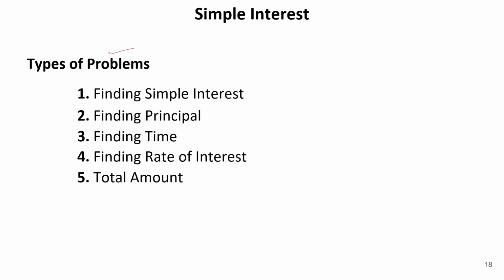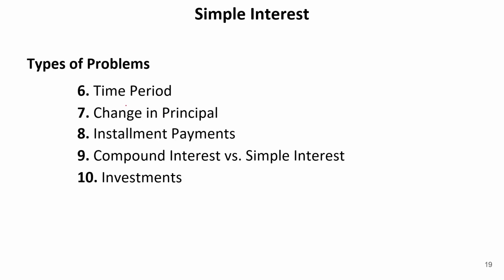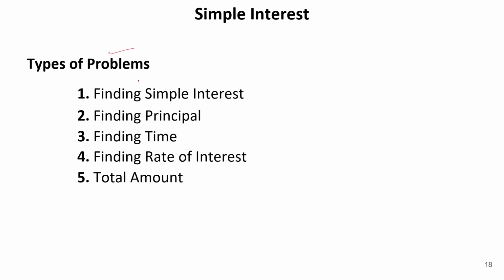Types of problems. There are actually 10 types of problems. One is finding simple interest. Second is finding principal amount, the third is finding time, the fourth is finding rate of interest, and the fifth is finding the total amount that needs to be paid.